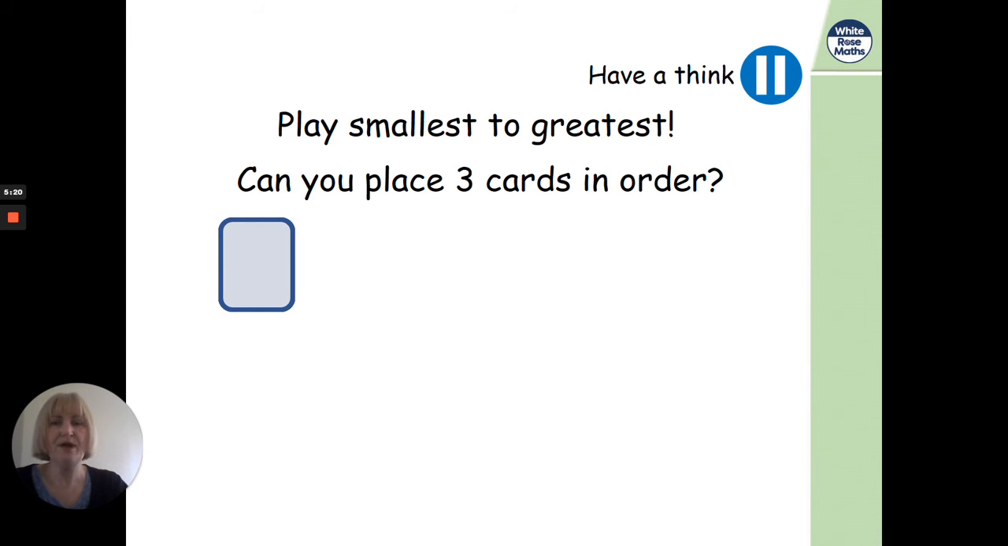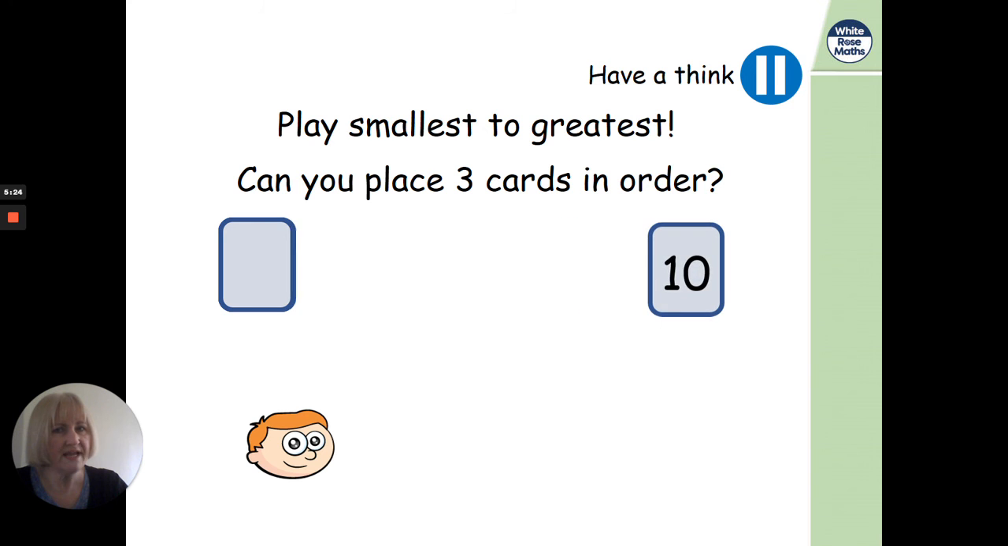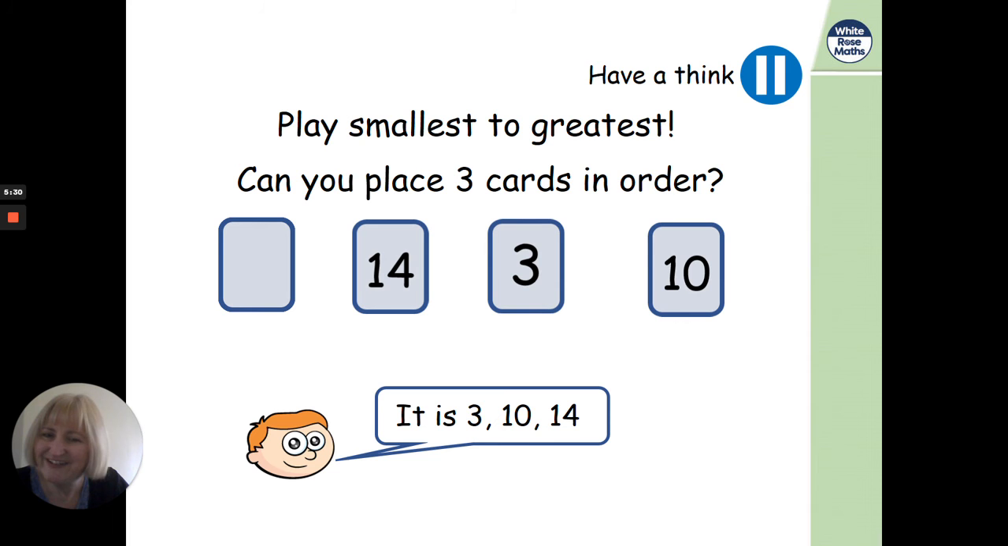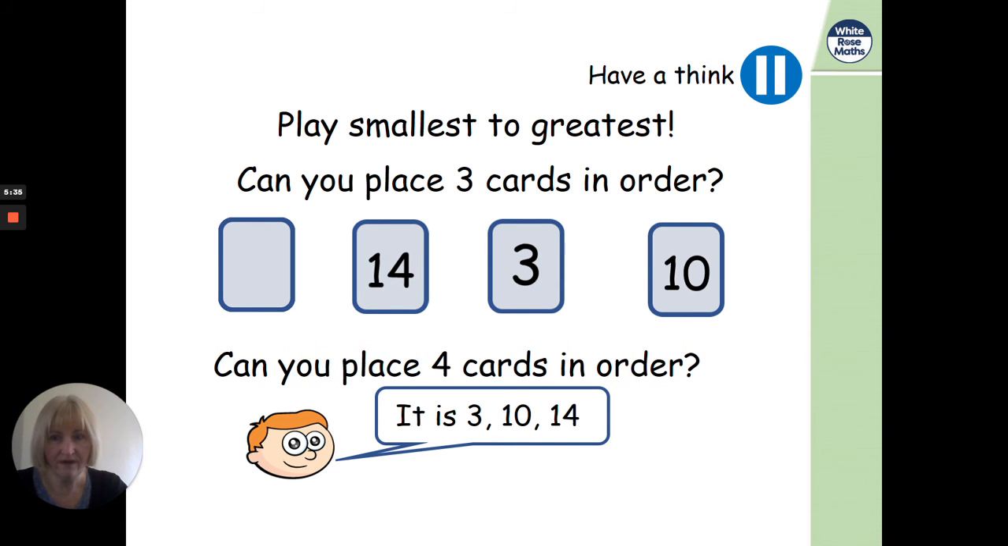Okay, this time we're going to place smallest to greatest. Can you place 3 cards in order, this time starting with the smallest? 3, well done. And then the 10 and then the 14. But can you place 4 cards in order? So if there was another card there, could you put that one where it should go? From the smallest to the greatest. Have a go at that.